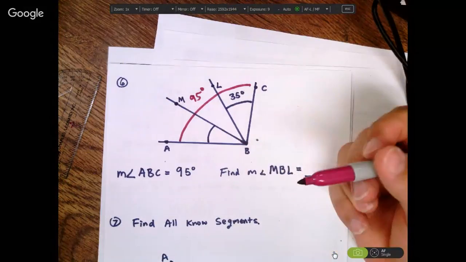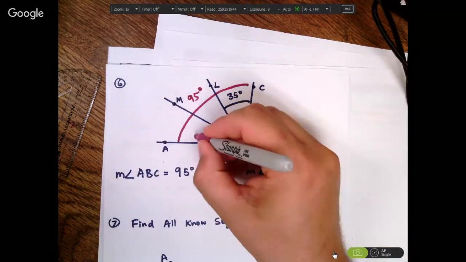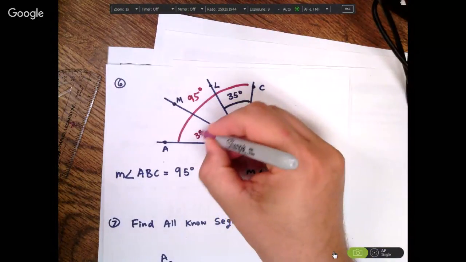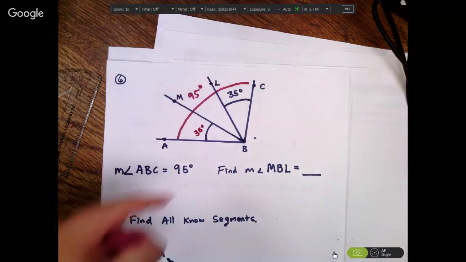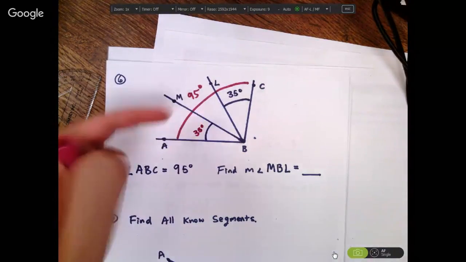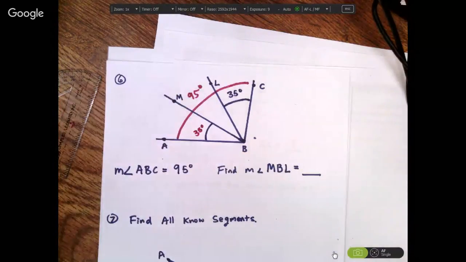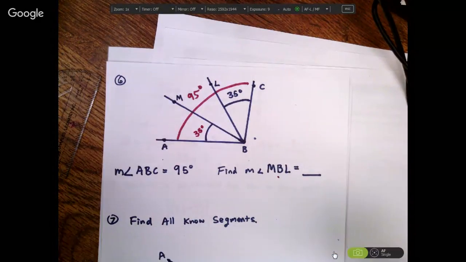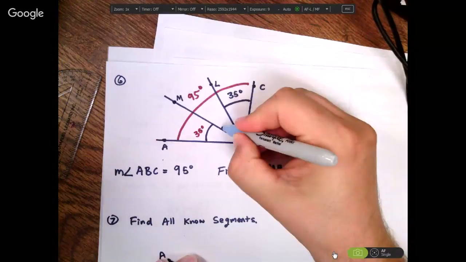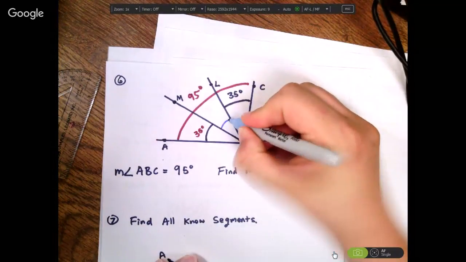Oh. So we also can say, oh, that's 35. Now we might have gotten stuck, but that's the kind of stuff we want to say: what does that mean? What does this mean? So now that I haven't even looked at what the question was, now I'm going to look at the question. The question's saying, what is MBL? So they want me to answer, what is this angle right there?